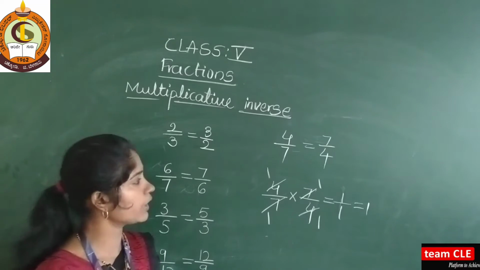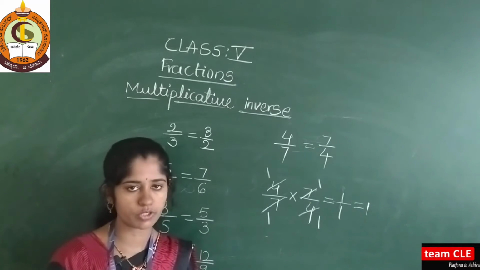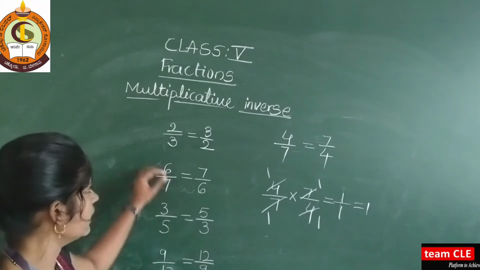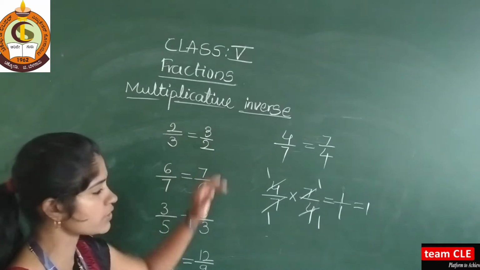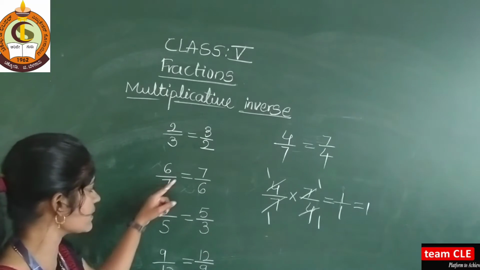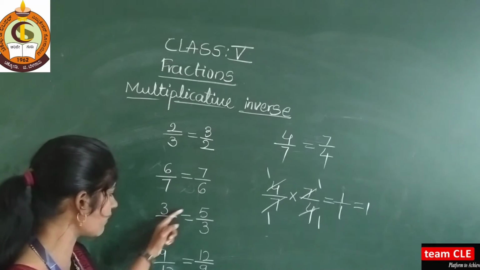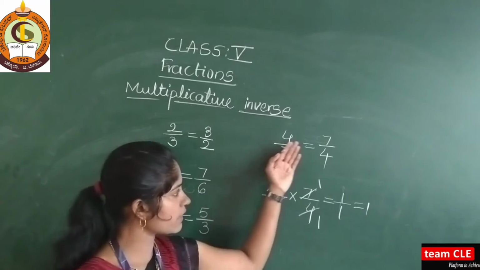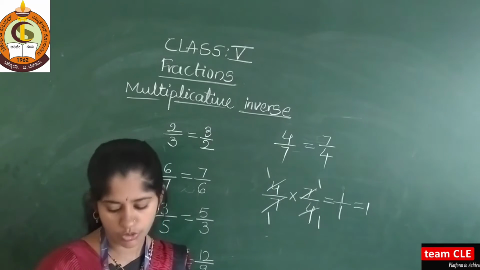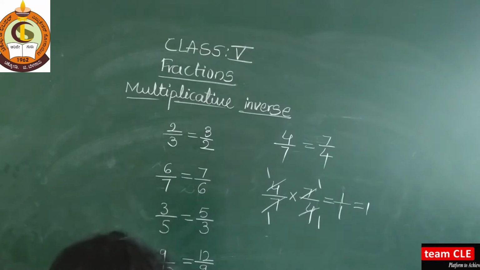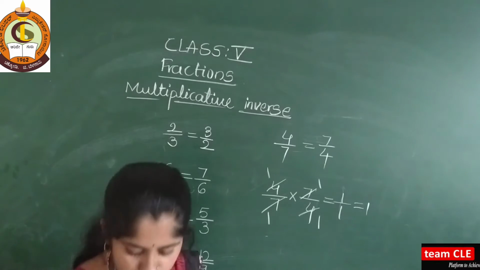So in this way we find the multiplicative inverse of a number. If you did not understand that, then keep in mind: 2 by 3 is there, you write its reverse order 3 by 2. 6 by 7, 7 by 6. 3 by 5, 5 by 3. 9 by 12, 12 by 9. 4 by 7, 7 by 4. In this way you write the multiplicative inverse of a number. Okay, so this is a small concept.